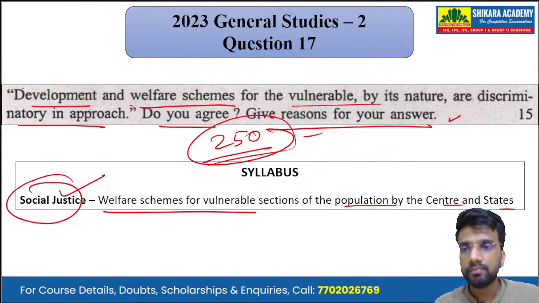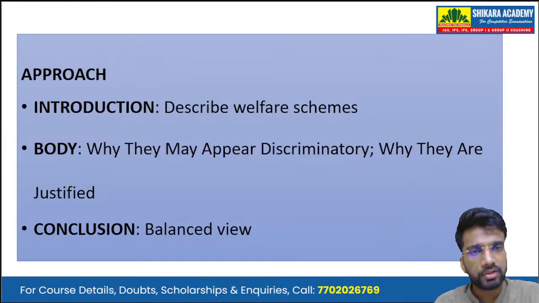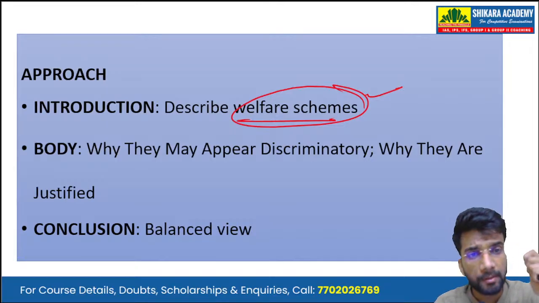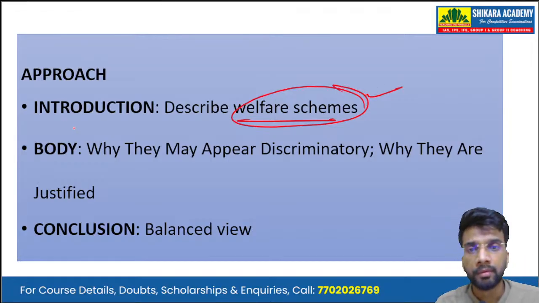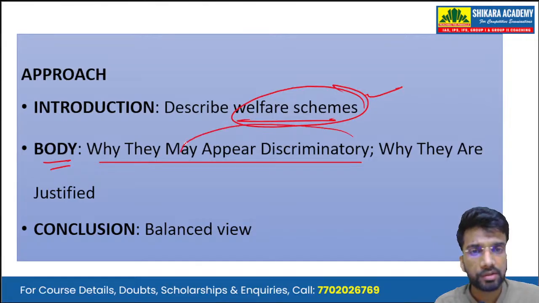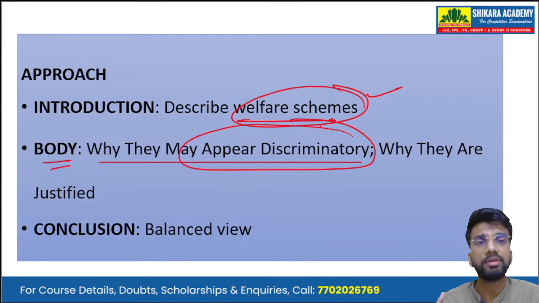Okay, so the approach that we'll be taking in answering such a question is that in the introduction we describe the welfare schemes. Because the question is talking about the welfare schemes, and if we have to deal with the introductory statement of the question, we can deal with that in the introduction of the answer. Then in the body, we give the reasons why these welfare schemes may appear discriminatory. Okay, these are not discriminatory, but might appear discriminatory to certain sections of the population.